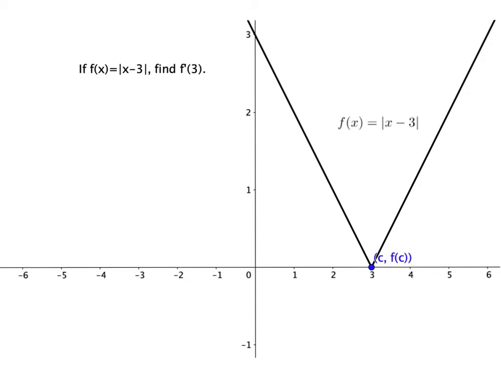So our derivative, f prime of 3, is going to be the limit as x heads to 3 of f of x minus f of 3. So 3 minus 3 is 0. Absolute value of 0 is 0. All over x minus c. In this case, that's 3. So let's simplify that.